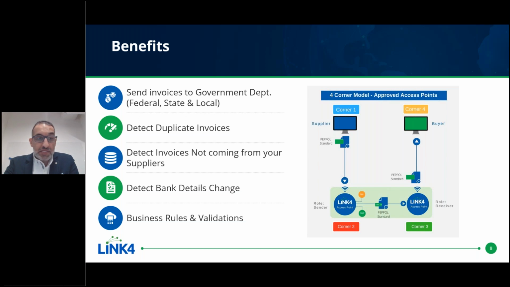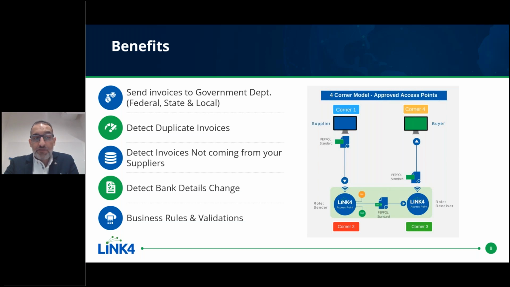One of the benefits, as I said, is detecting duplicate invoices. So if you receive an invoice from the same supplier with the same invoice number 2 times, the system will automatically detect that and give you a notification that you have received this invoice before. Just make sure that you're aware of that. It will also detect invoices not coming from your suppliers, as I said, based on the supplier ABN.